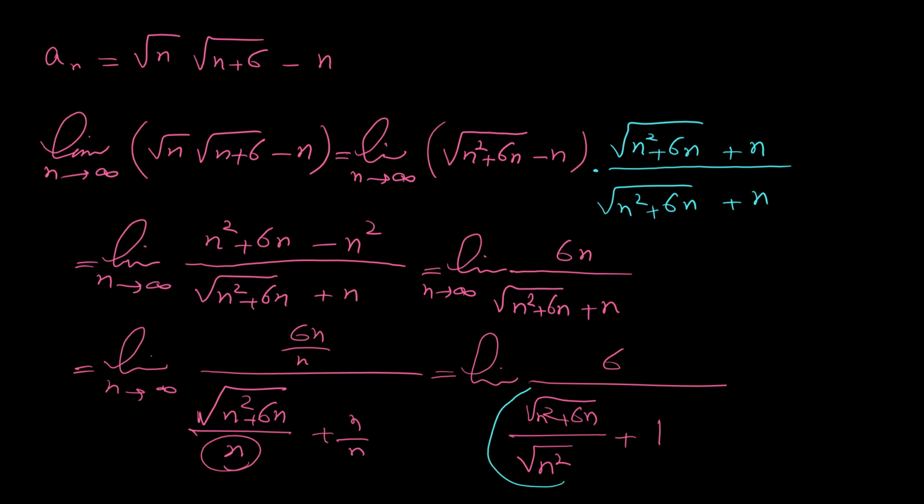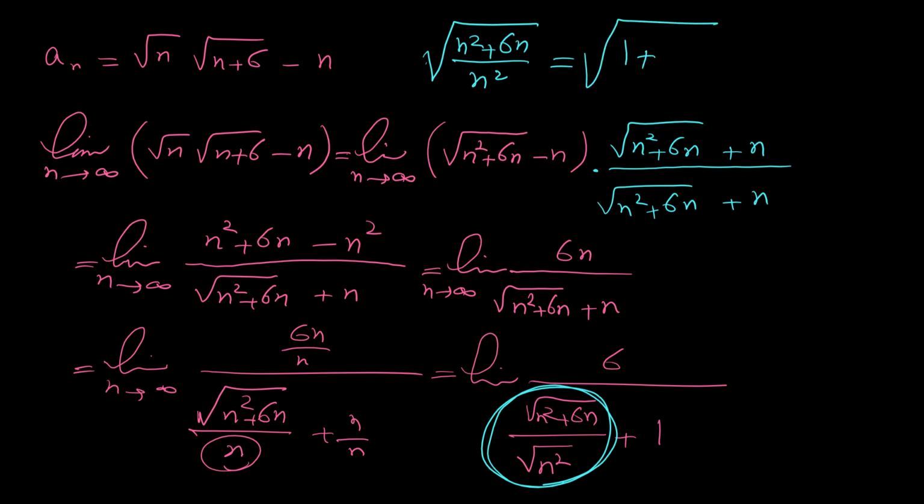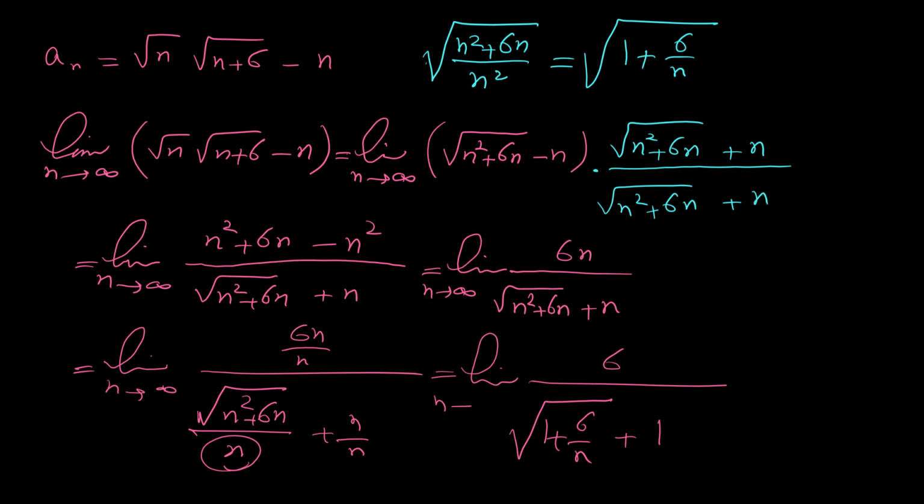Now let me show you again how we can simplify this. If we combine these two radicals, we have radical n to the 2 plus 6n over n to the 2. We can write this in the form of radical 1 plus 6 over n. So we can erase this and replace it with radical 1 plus 6 over n. n approaches infinity, so this fraction is 0. So in denominator we have radical 1, which is 1, plus 1, and it equals 3, so 6 over 2. So the limit is 3.